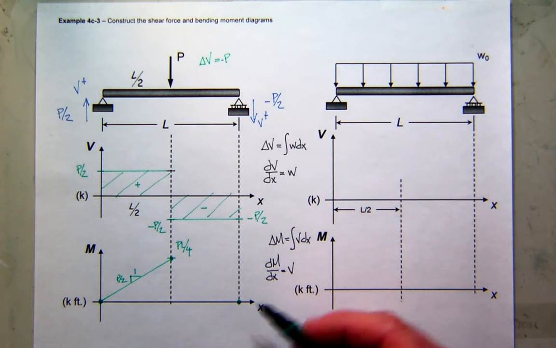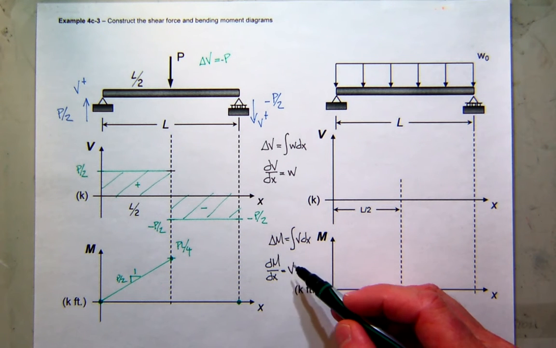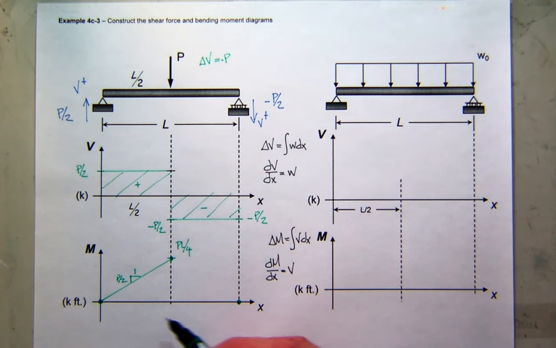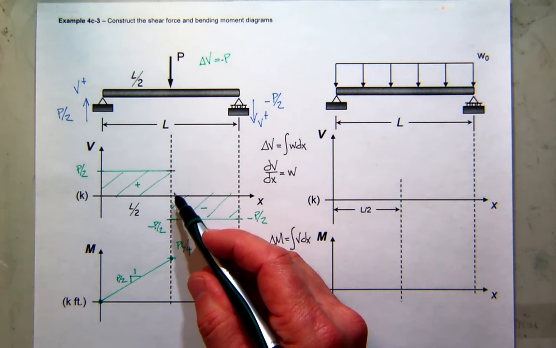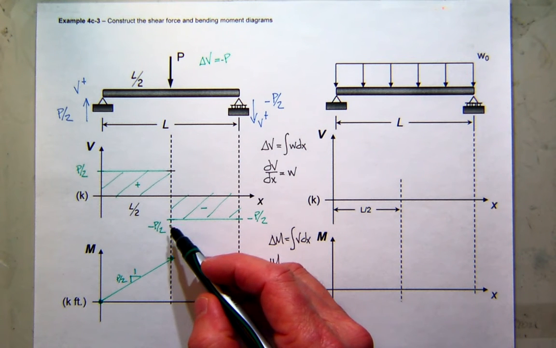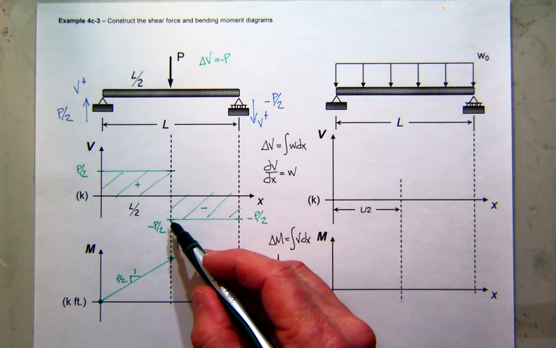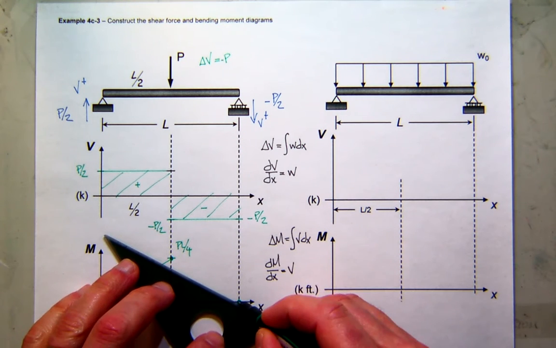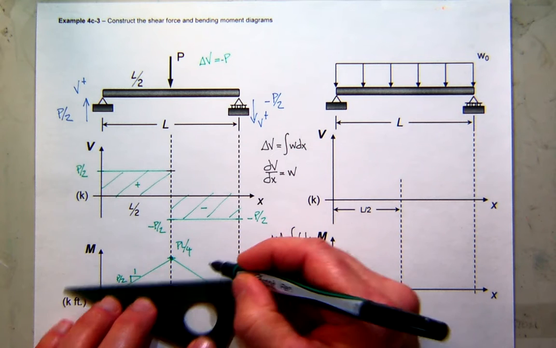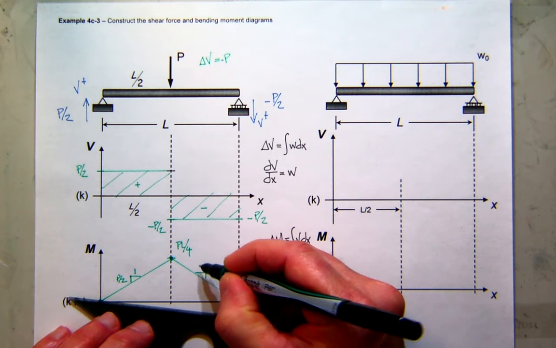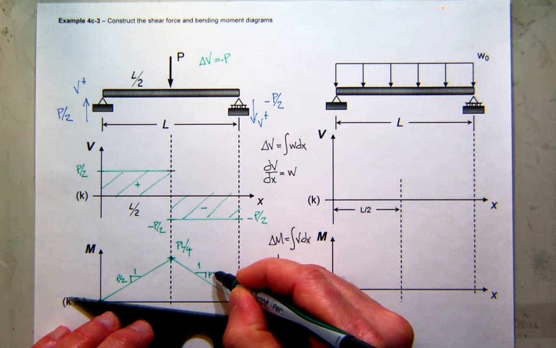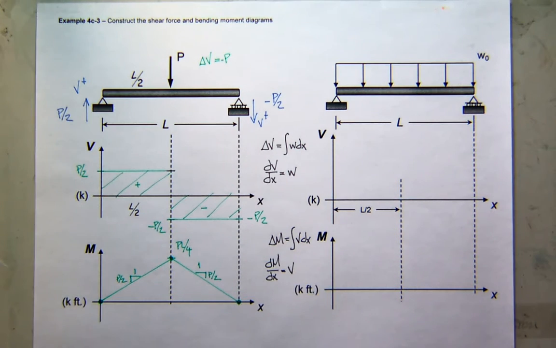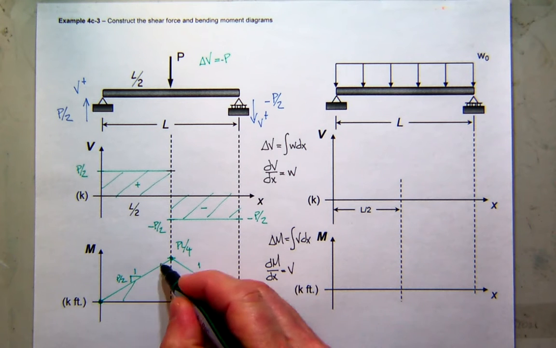That's great. So now what's the slope? Well, the slope of the moment diagram is the shear. So I look up here, and the slope on this side to the right is negative P over 2, and it does not change. So I've got a constant negative slope. And there is your moment diagram.